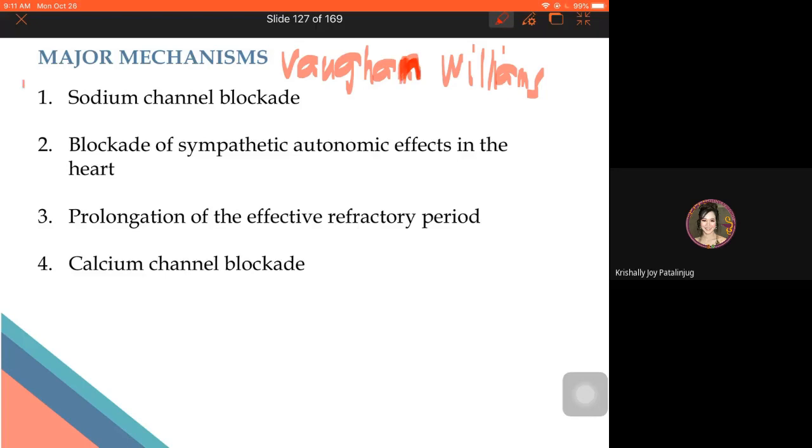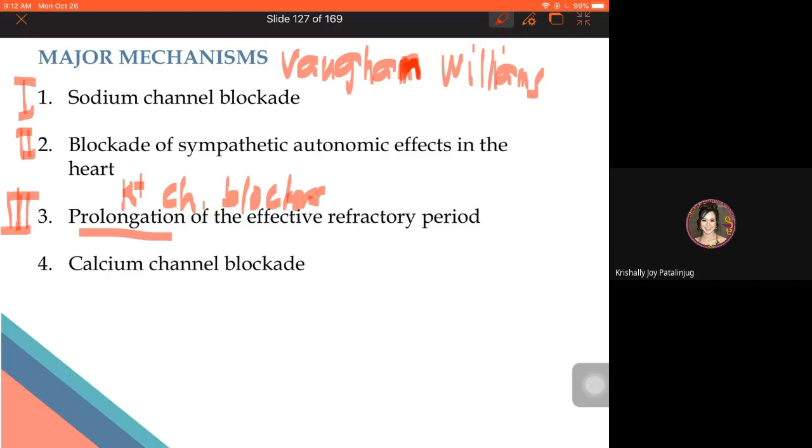For the first class, which is class 1, are the sodium channel blockers. For class 2, we have the beta blockers. For class 3, these are the potassium channel blockers, the agents that in majority have the capacity to prolong the effective refractory period or the action potential duration. And finally, class 4 are the calcium channel blockers, particularly the cardio-selective calcium channel blockers. So again, these are the four classes of antiarrhythmics based on the Vaughan Williams classification.